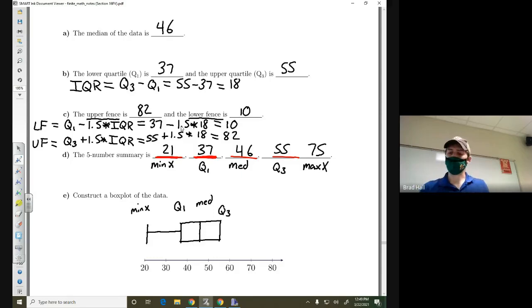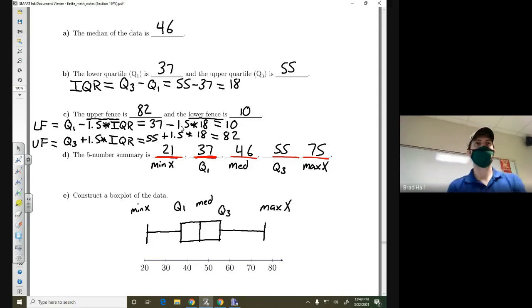And then finally, we need to draw a line where 75 is at for the maximum, which will be, of course, between 70 and 80. And this will also be a whisker. And so we just drew a box plot.